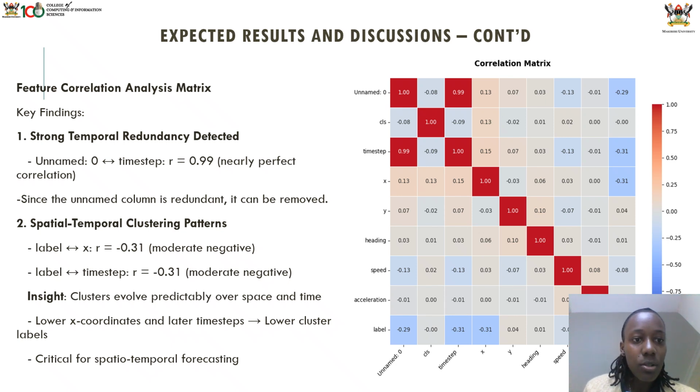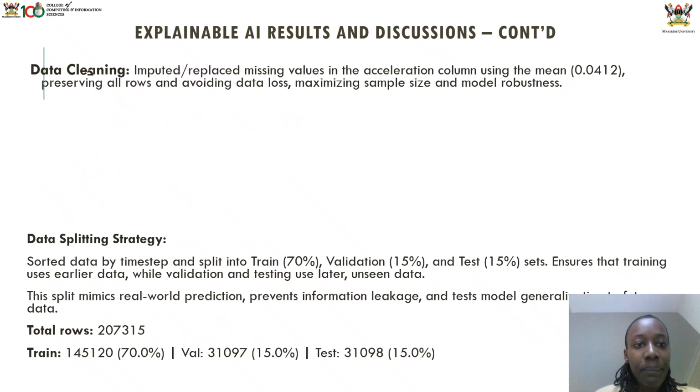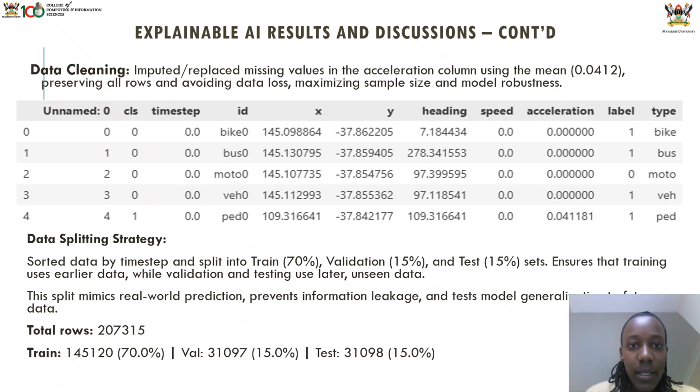Then the different correlations we have explained in the slides, as you can see there. We also have the correlation matrix. Then data cleaning. This is our data cleaning process. Now we replaced all the null values in acceleration that were around 60,000 with the mean acceleration, and this is how we split our data to train our models. It was 70 for training, 15 for validation, and 15 for testing.